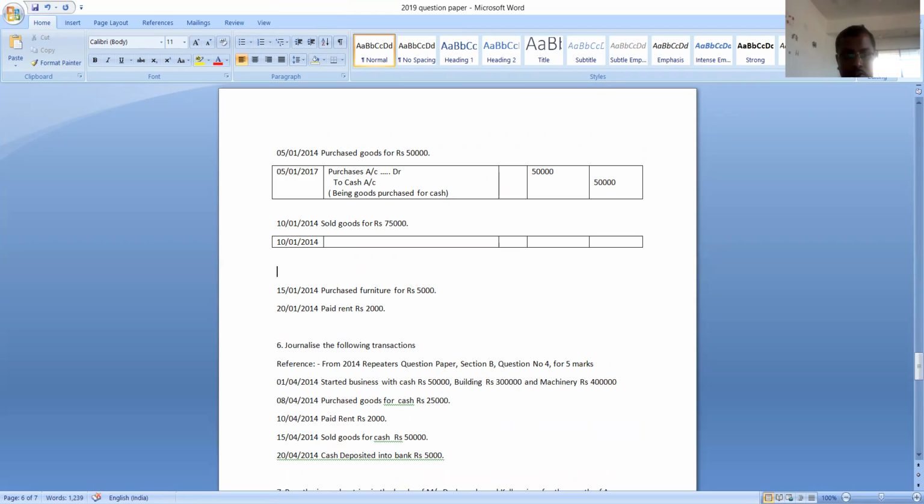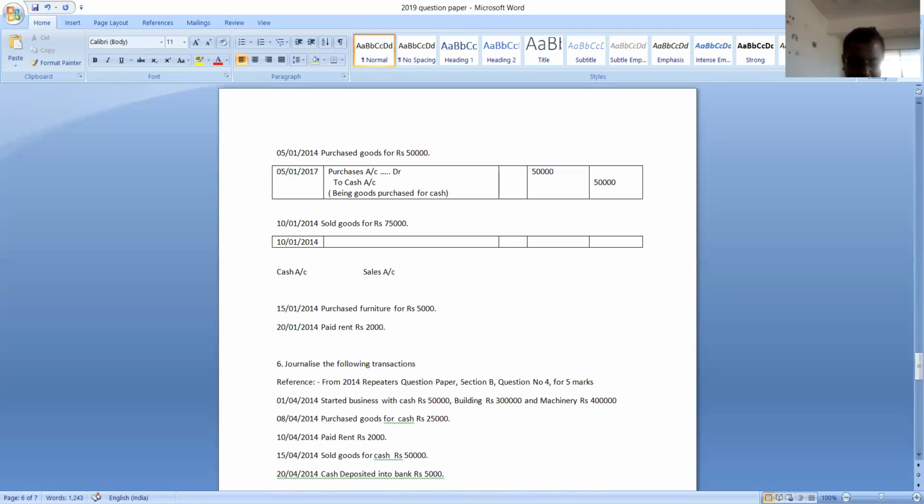Which are the accounts here? Here, goods are sold for cash. So one is a cash account, and another one is a sales account. Understood? Okay. Cash account, as we all know, is a real account. And sales account is a nominal account. Now we should decide which account should be debited and which account should be credited.